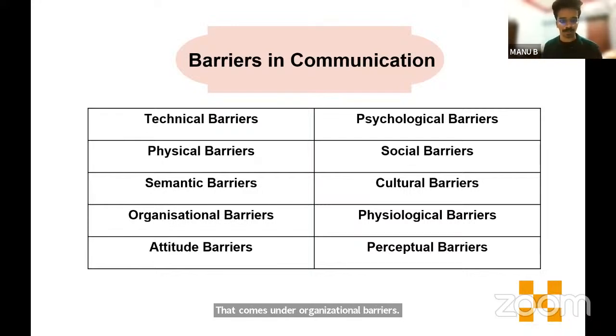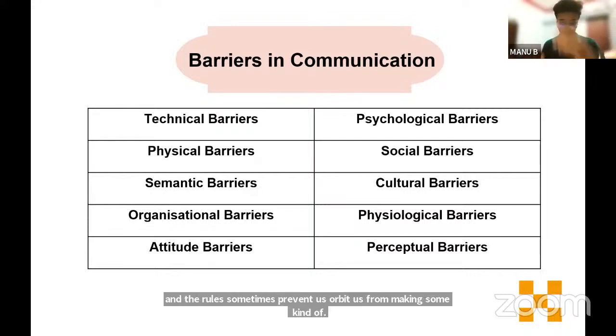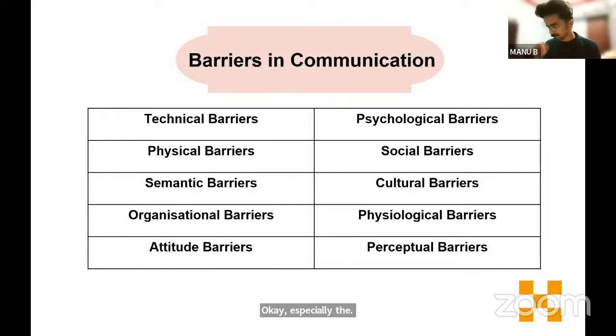Attitude of the sender and receiver can create attitude barriers. The emotional state of mind of the sender or the receiver sometimes influences the communication and makes misinterpretations of messages. That comes under psychological barriers. The social norms, settings and rules sometimes prevent or forbid us from making some kinds of communication, especially in society. That comes under social barriers.